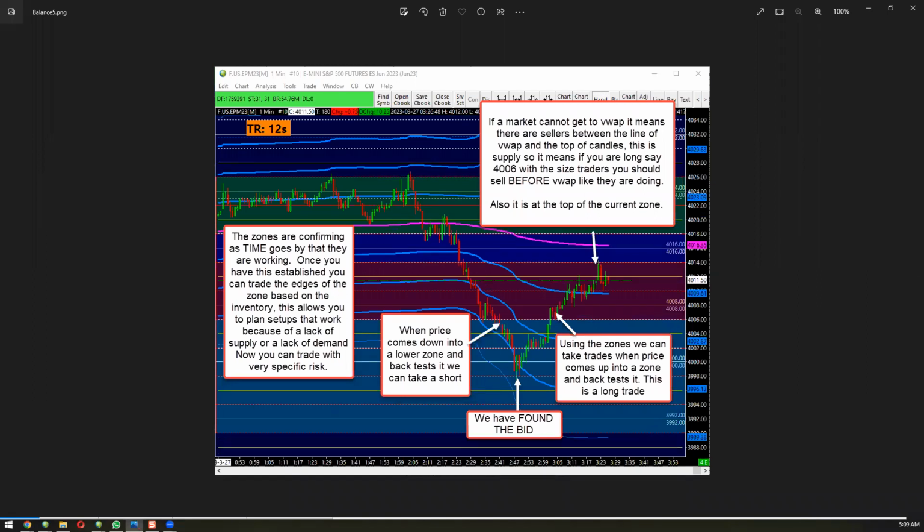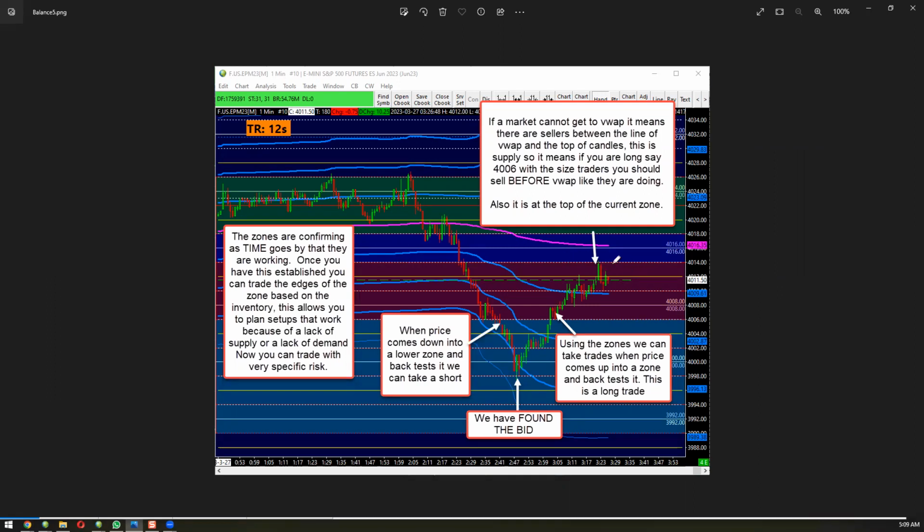Then what we can do is use this to trade and also to understand what kind of market we're in and what we're doing with the market, right? For example, as time goes by, the zones are confirming that they're working. Once you've established this, you can trade the edges of the zones based on inventory, right? This allows you to plan setups that work because of a lack of supply or a lack of demand, and you can take trades with very specific risk, right?